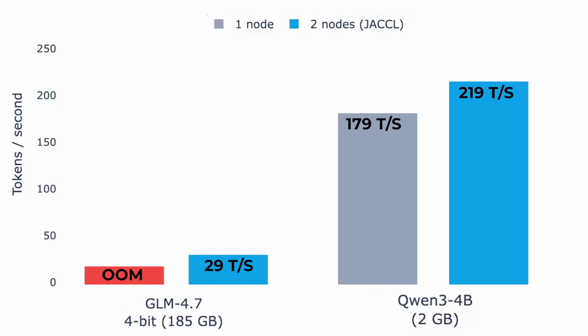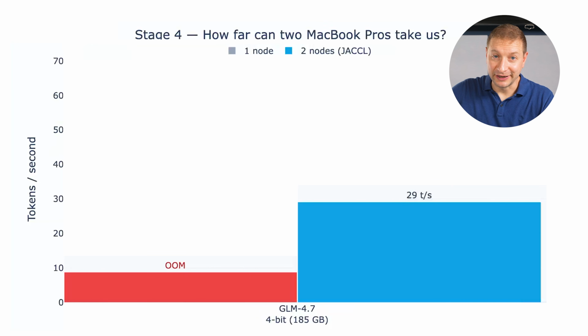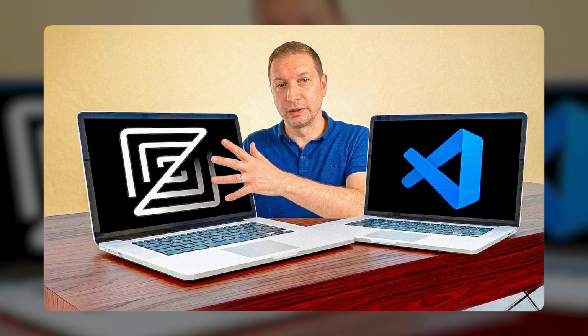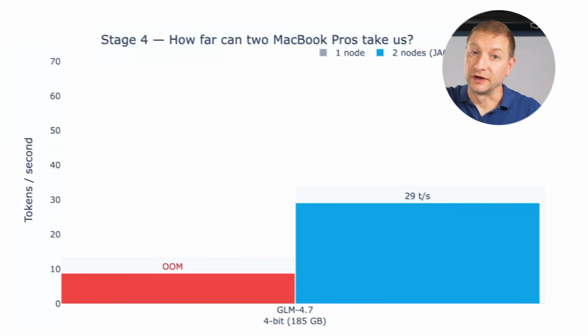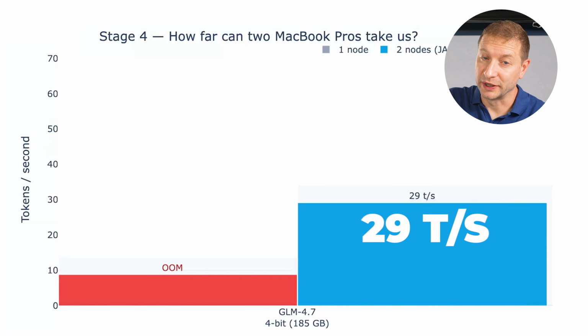Pretty usable. It's not fast by Qwen 3 4B standards, but for a 185 gig model running on 2 laptops, that's legitimately impressive. It's well into the usable for real work zone. I could see myself writing code with it. Open code, Cursor, whatever you want to point at the OpenAI compatible endpoint. And I have videos on the channel on how to hook up different editors like VS Code and Zed to use local models. All right, if 185 gigabytes works at 29 tokens per second, can I push it even further?